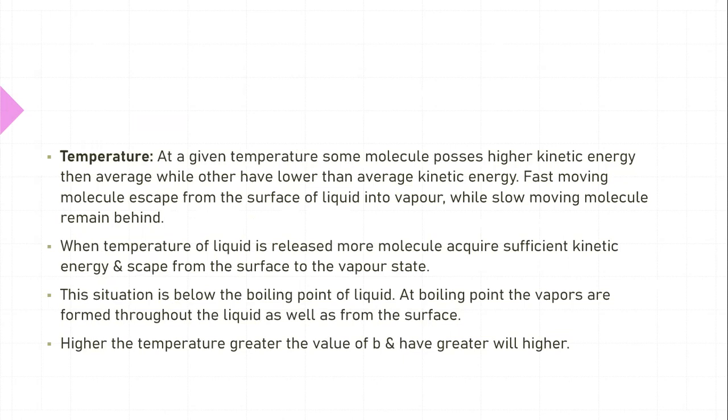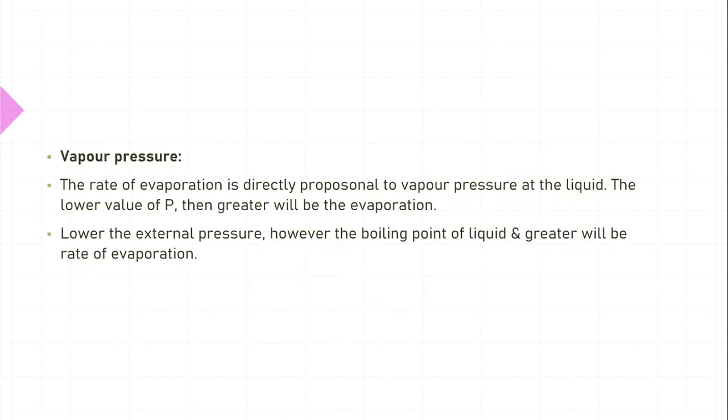When the temperature of the liquid is raised, more molecules acquire sufficient kinetic energy and escape from the surface into the vapor state. This situation is below the boiling point of the liquid. At the boiling point, vapors are formed throughout the liquid as well as from the surface. The higher the temperature, the greater the value of B and the higher the evaporation. Next is vapor pressure.